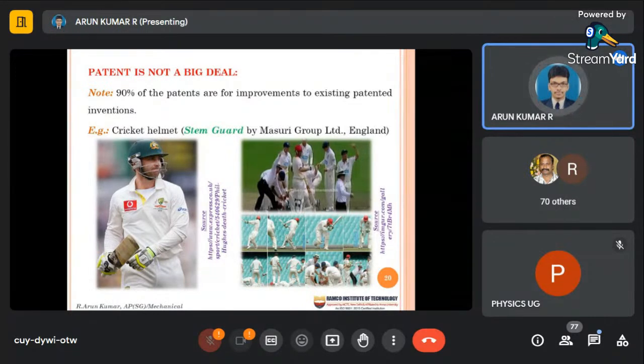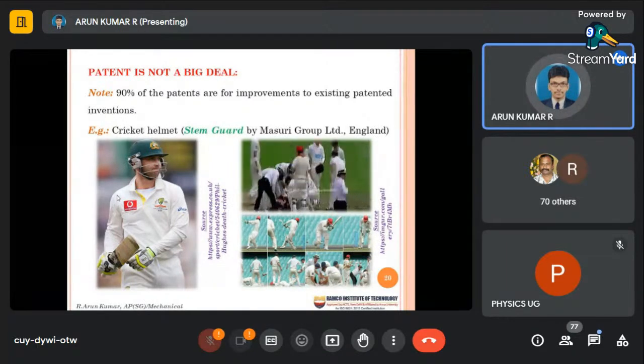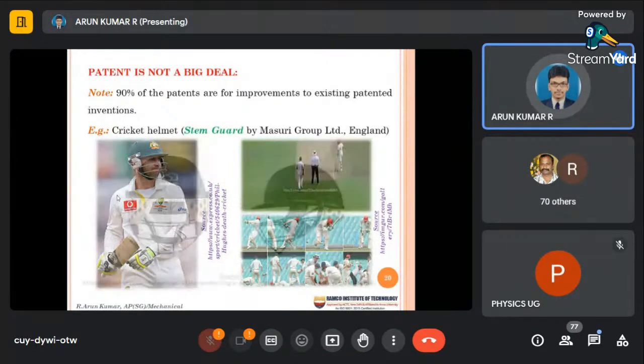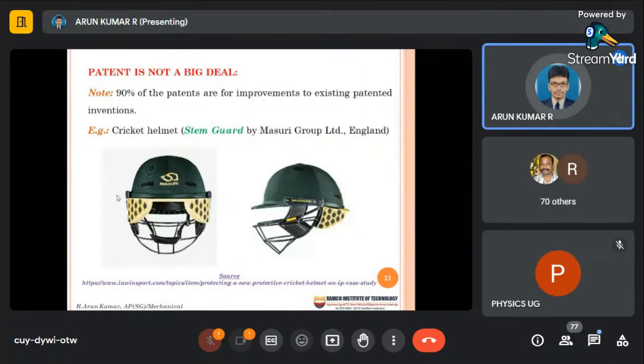Now that is the problem with the present helmet, and that is why a company called Missouri Group introduced a new kind of helmet which actually protects the portion behind your ears. Now, this is the simplest solution. That is what I'm trying to convey here: you just explore what is the problem with the existing product and what is the problem around us.